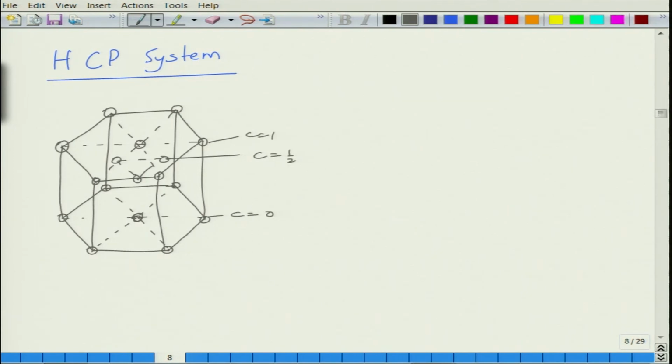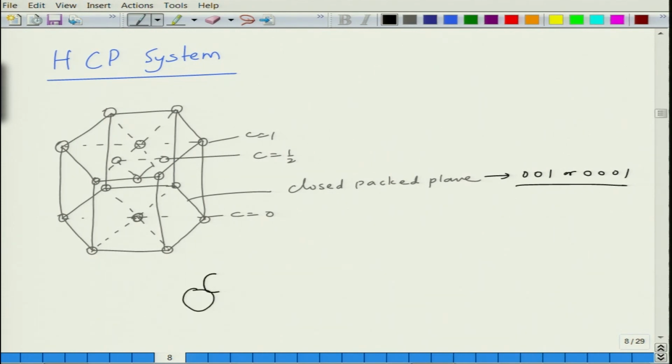So, in HCP the closest packed plane is this plane, whose indices are 0 0 0 1 or 0 0 1. So, this plane is the closest packed plane. If this is the closest packed plane, the directions which are close. So, if you just now bloat it, this is how it is going to look like. So, this is the closed packed plane.